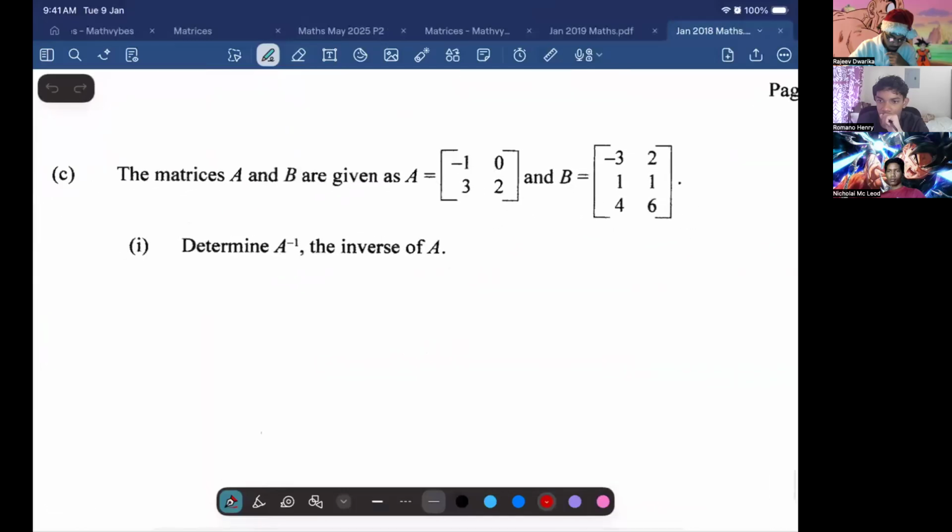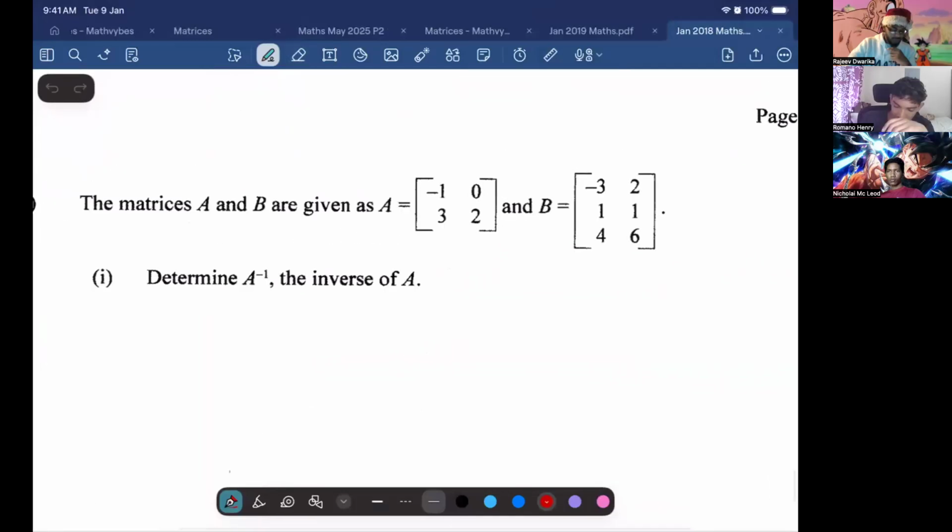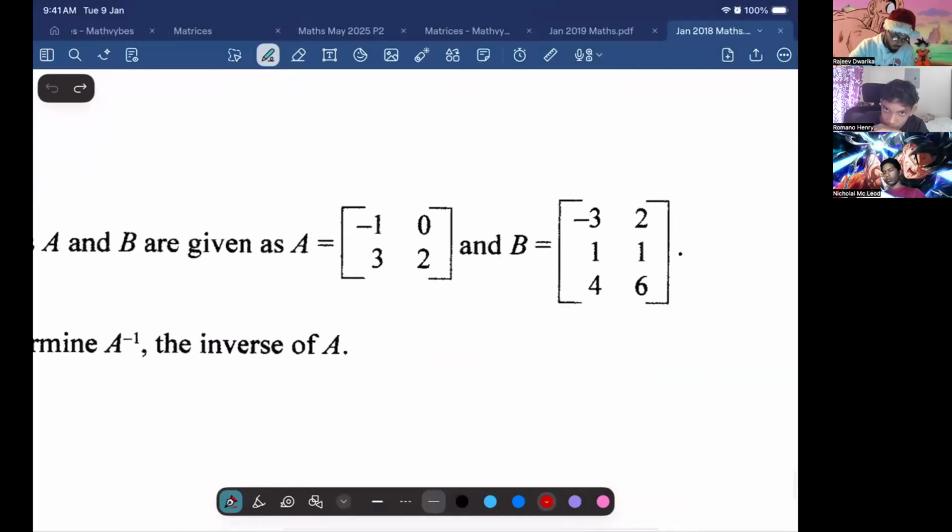All right, so let me go. First things first: what is the order of this matrix? How many rows and columns are in it? Yes, 2 by 2. And how many rows and columns are in here? You always say rows by columns. If we count the number of rows: 1, 2, 3. That's 3 rows, and you see 2 columns. So this is a 3 by 2.